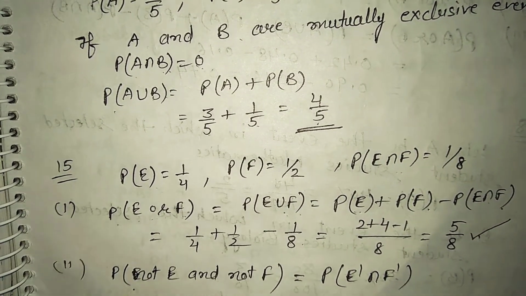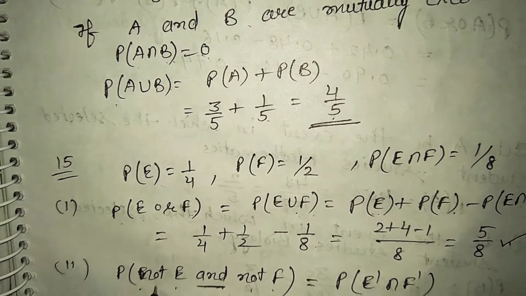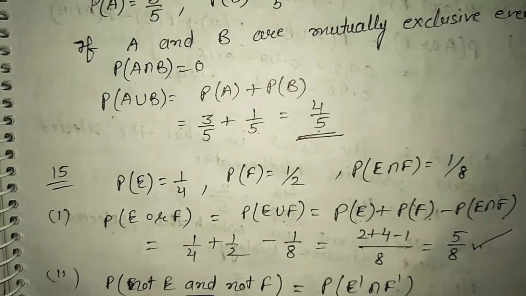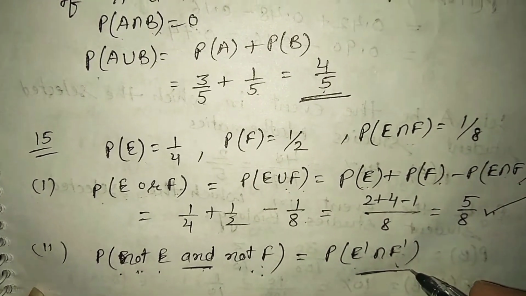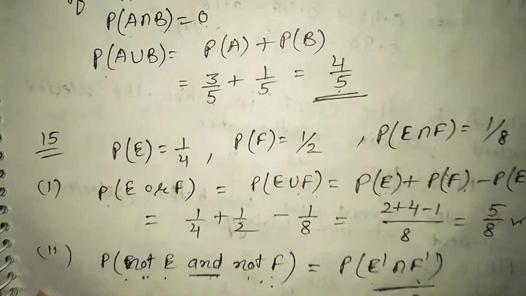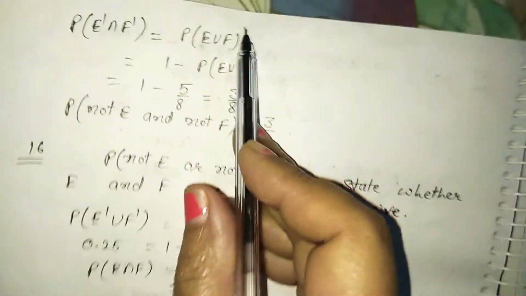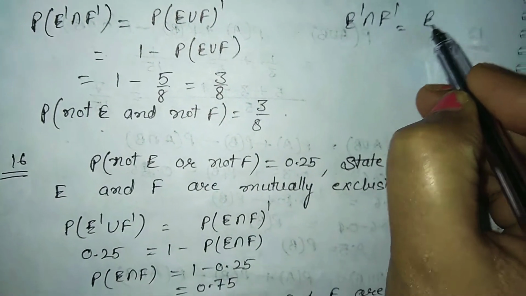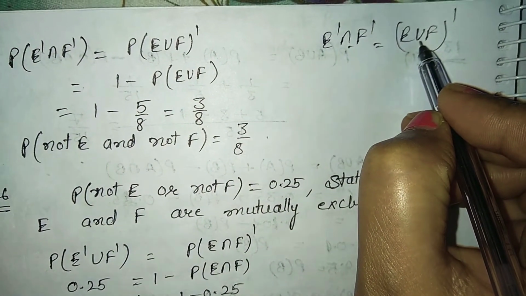In the next case, we want to find out P of not E and not F. Neither E nor F, or not E and not F, are the same thing. So PE complement intersection F complement, and we know De Morgan's law. In the first chapter we have discussed De Morgan's law. PE complement intersection F complement, we can write as P of E union F whole complement. De Morgan's law is this: here is intersection, there will be union.